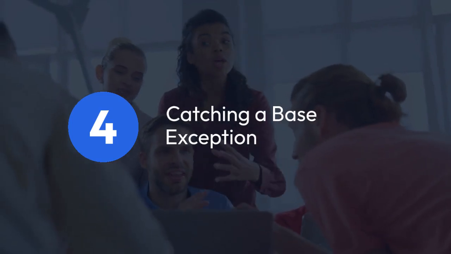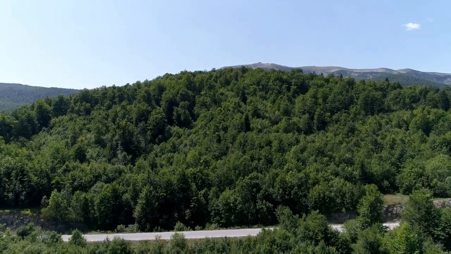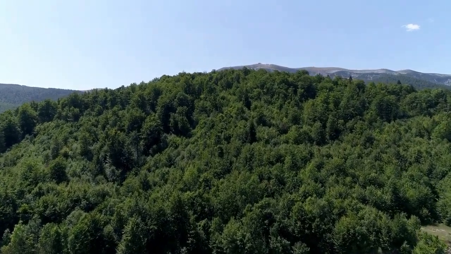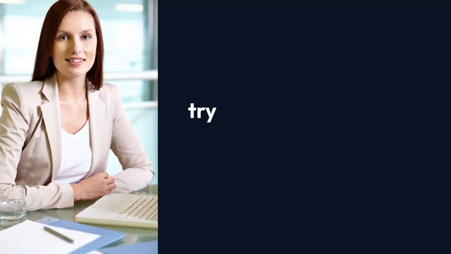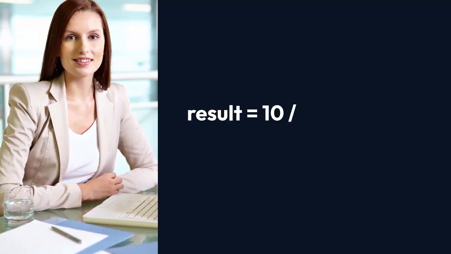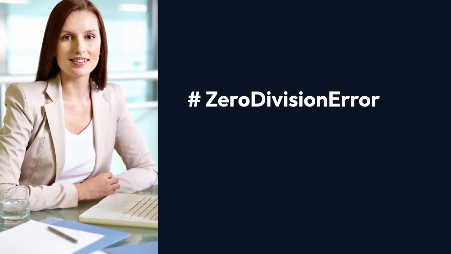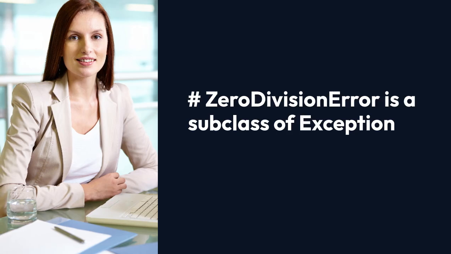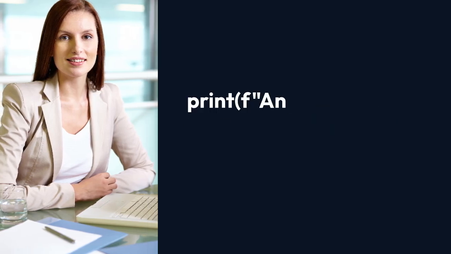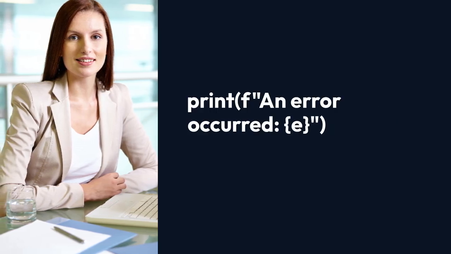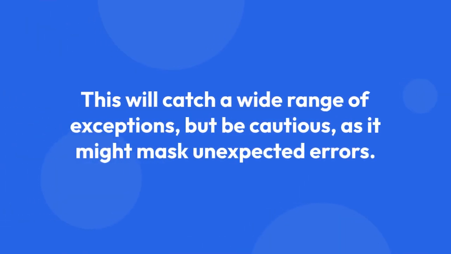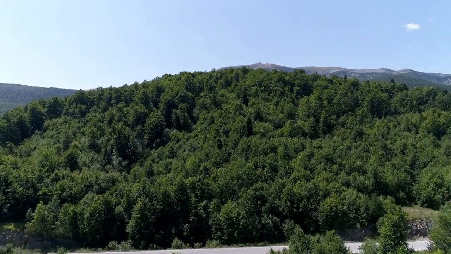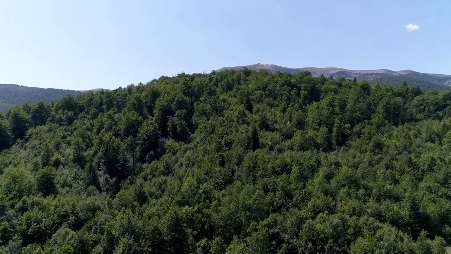4. Catching a base exception. For broader exception handling, you might catch a base exception like Exception. try: result = 10 / 0 # ZeroDivisionError is a subclass of Exception except Exception as e: print("An error occurred:", e). This will catch a wide range of exceptions, but be cautious, as it might mask unexpected errors. It is generally better to handle specific exception types whenever possible.